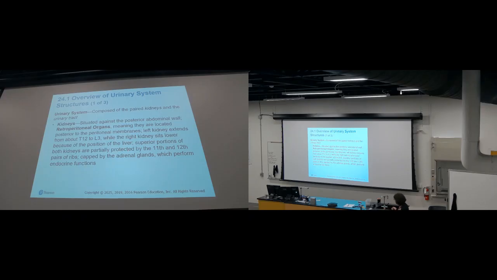So on the superior part, these kidneys have a triangular shape or pyramidal shape gland that is the adrenal gland, and the adrenal gland is also known as suprarenal because it's located in the superior pole of the kidney.